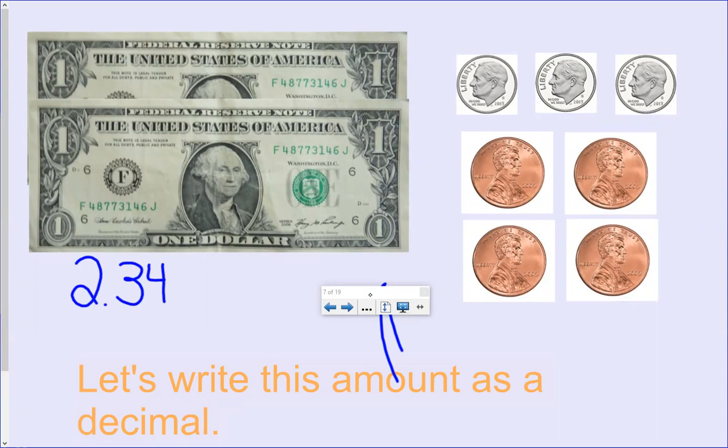So think about what we say when we have that decimal. 2 and 34 hundredths. He's on the right track. 2 numbers after the decimal.